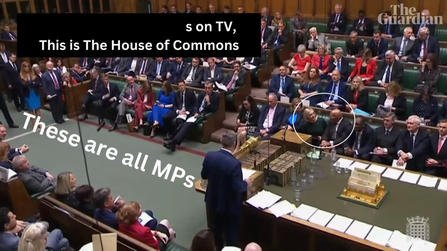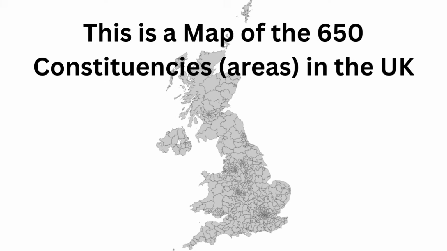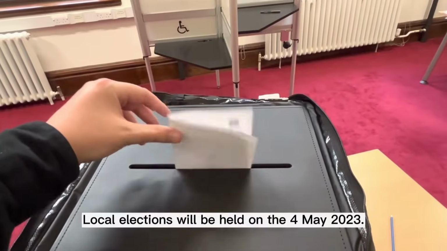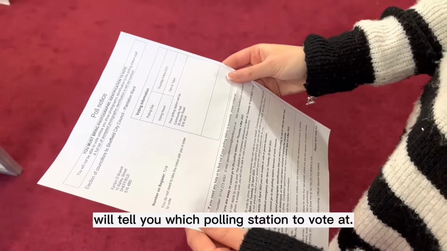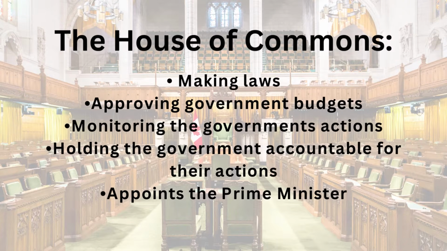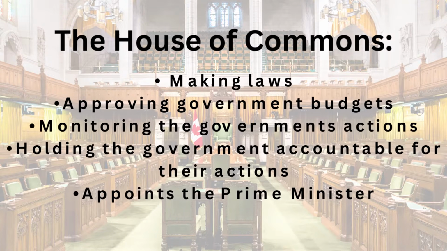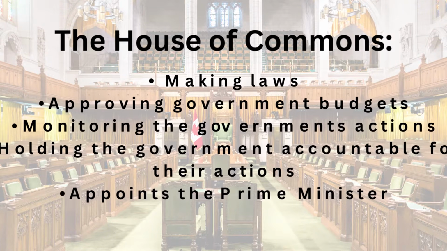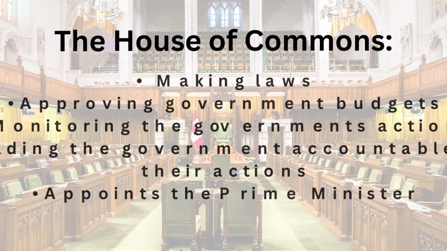MPs, or Members of Parliament, are elected by the people within the specific area that they represent, called a constituency, and the people that can vote in that area are called constituents. The House of Commons is responsible for making laws, approving government budgets, monitoring the government's actions, and holding the government accountable for their actions. It is also where the Prime Minister is appointed.